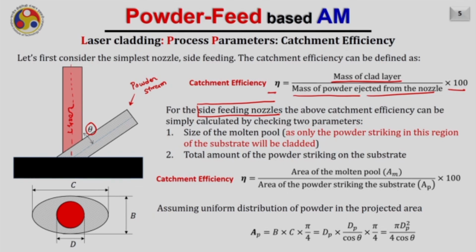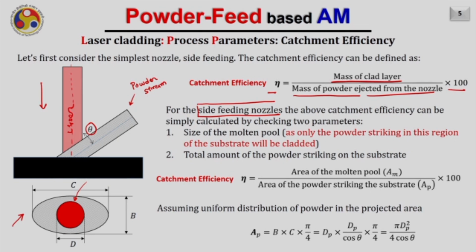To find the catchment efficiency, it will depend on two things. First is the size of the molten pool created on the substrate, shown here in red color on the top view. This red spot shows the molten pool diameter, because whatever powder particles fall onto the substrate will stick only in the region where the molten pool is there, meaning the temperature of the substrate is above the melting point of the powder.